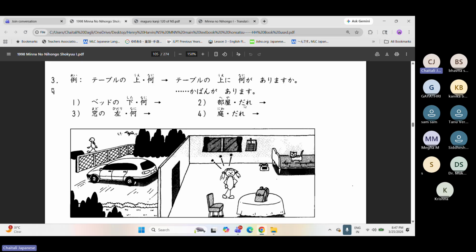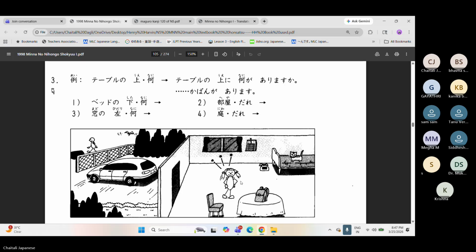Who is inside the room? So, we stick to the girl. Onna no ko. Correct. Onna no ko ga imasu. Very good.